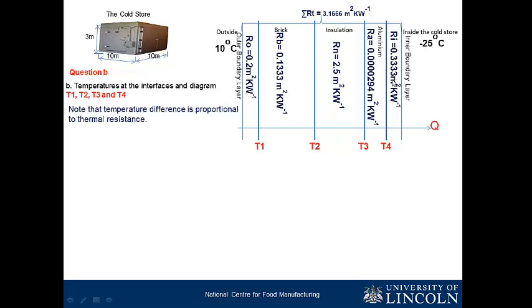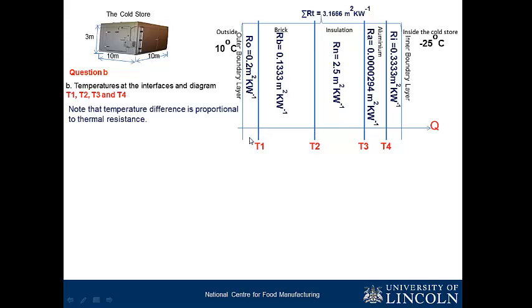Because of the effect of the inner boundary layer, -25 is going to be different from what you're going to be having here. It's because the inner boundary layer is going to be offering a form of resistance. So we've been able to find the resistance for each of the layers. And one thing I want us to note is temperature difference is proportional to thermal resistance. Now what does that mean? The temperature difference between this point and this point is a function of this thermal resistance. The higher the thermal resistance, the higher the temperature difference.